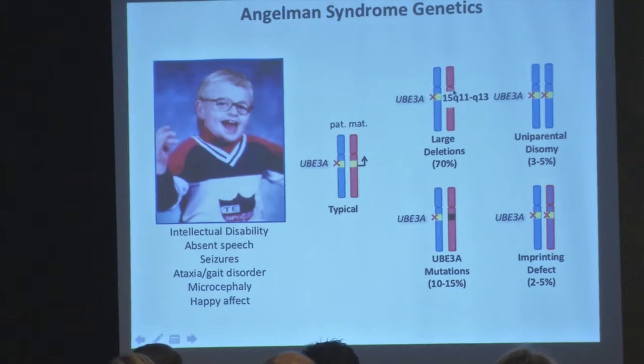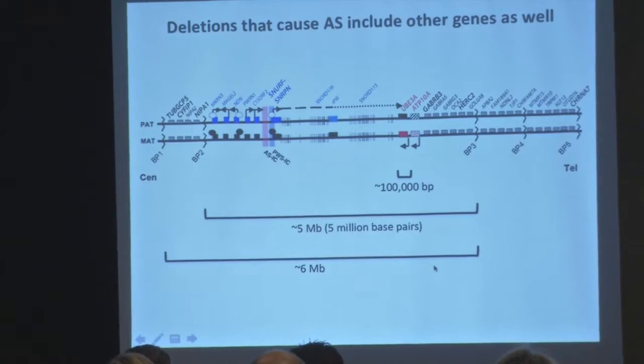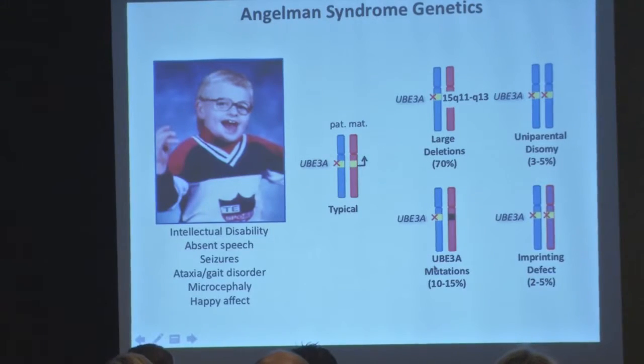Large deletions occur such that the region encompassing UBE3A is deleted. 10 to 15% of individuals with Angelman syndrome have mutations in the UBE3A gene, so the maternal copy is inactive but present. Uniparental disomy is another cause of Angelman syndrome, and this means that kids have inherited 2 chromosomes 15 from their father. And since they're both silenced, there's no UBE3A.